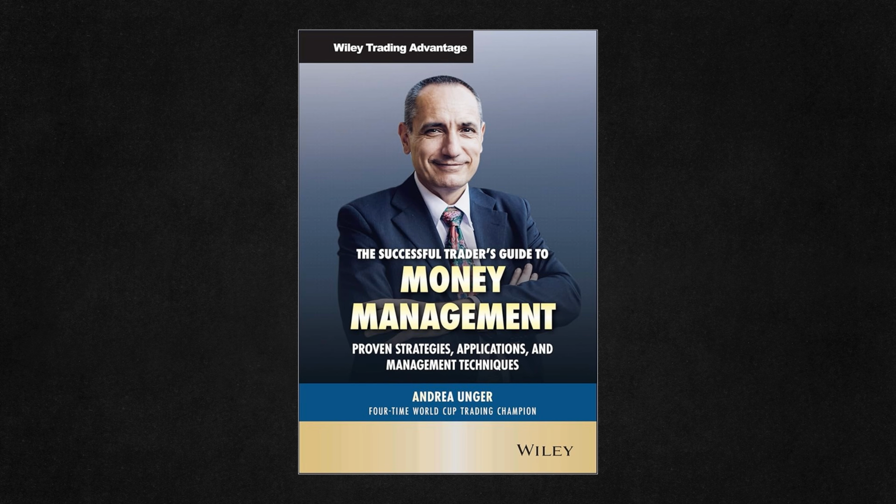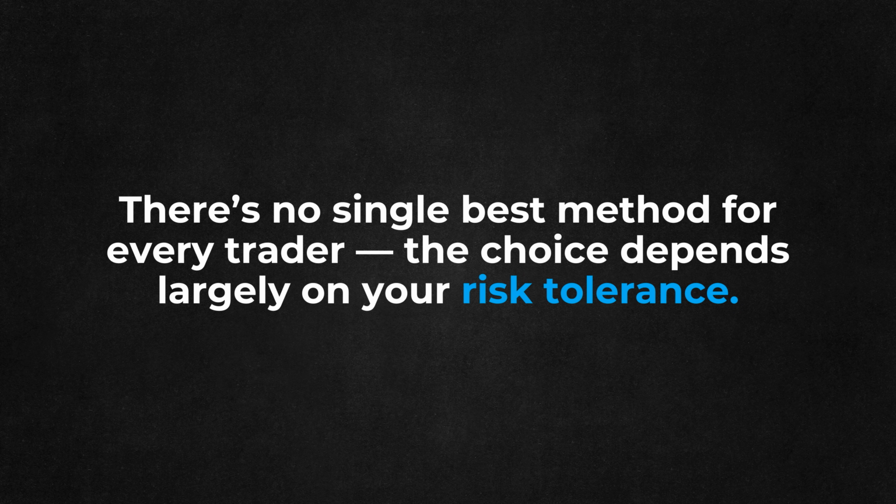Andrea Unger, a systematic trader and 4-time Robins Cup champion, also has a good book about money management. There's no single best method for every trader. The choice depends largely on your risk tolerance. What matters most is being honest about your own risk appetite and understanding the strengths and weaknesses of each model. Risk sizing and consequently position sizing compose the bulk of passive management, but there are other important matters to address, such as the type of stop loss you're going to use according to the ones we already listed, and also the fact that you can use risk-reward as a technical filter.